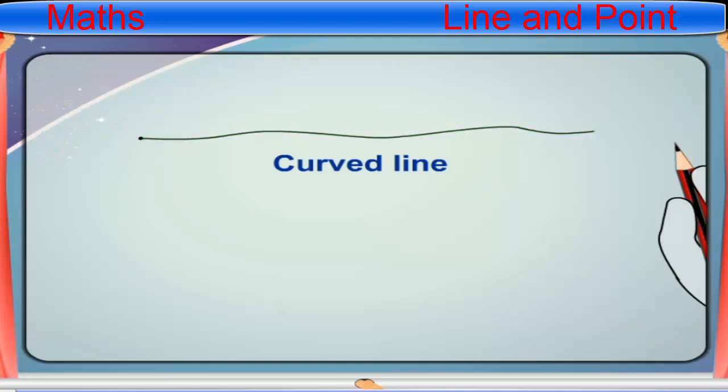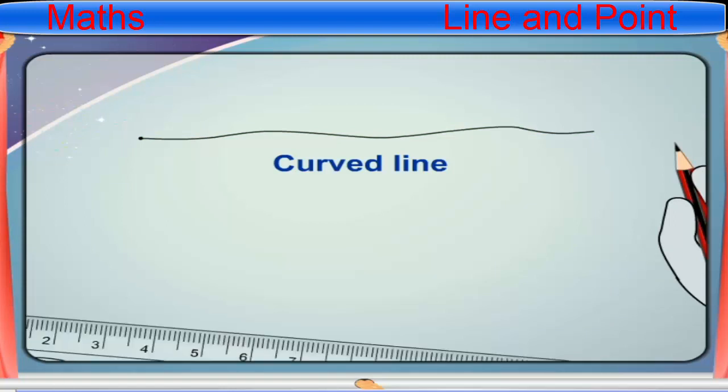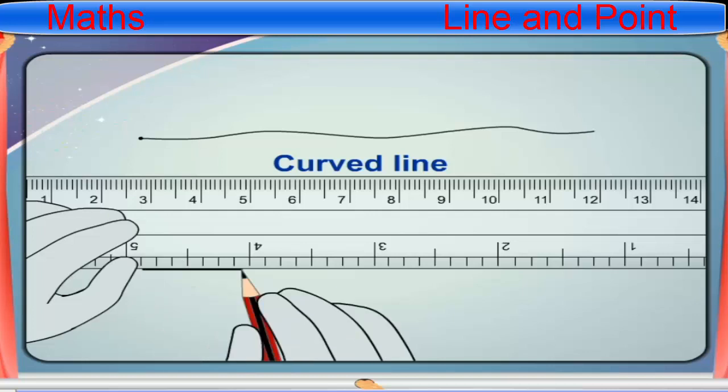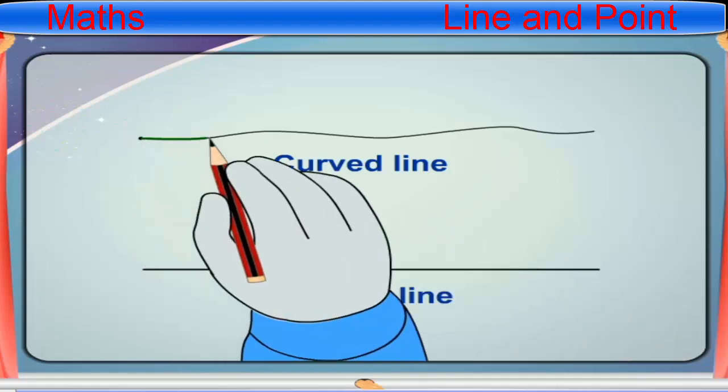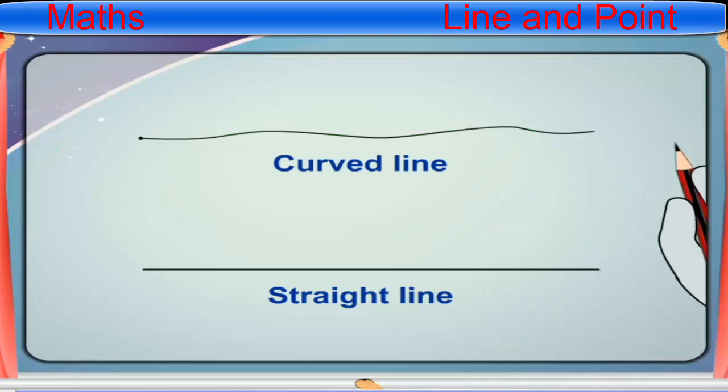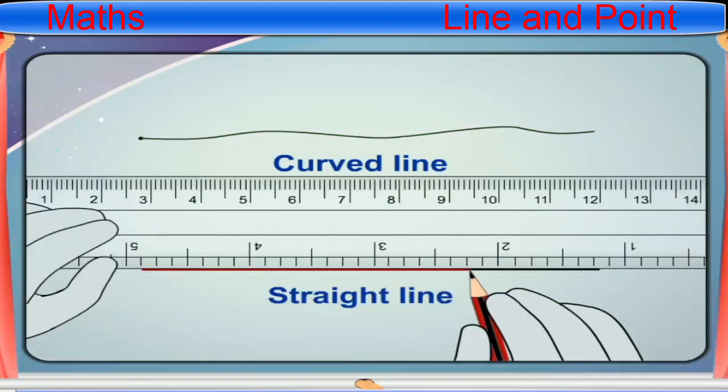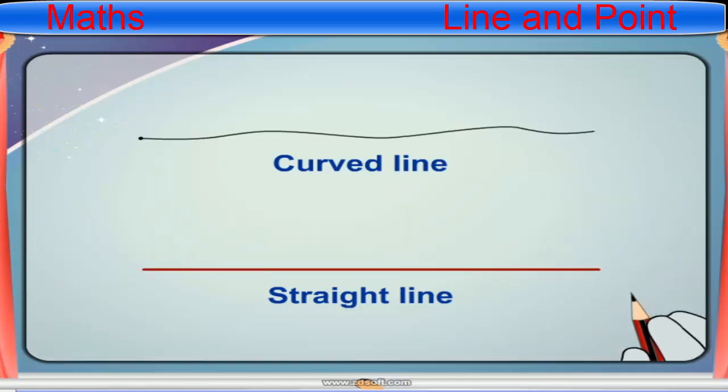But now, let me draw a line with the help of the ruler. Tell me, what type of line is this? It is a straight line. Yes, it is a straight line. Students, when we draw a line with our hands, we get a curved line. And when we draw a line with the help of a ruler, we get a straight line. Here, this is a curved line and this is a straight line.